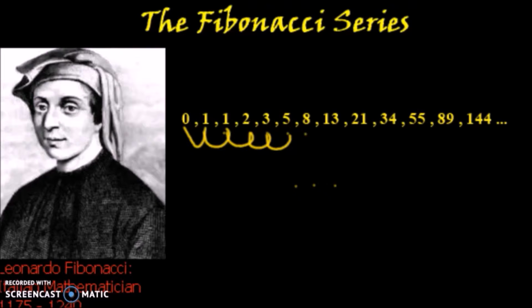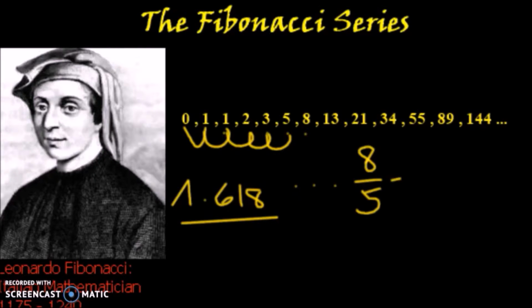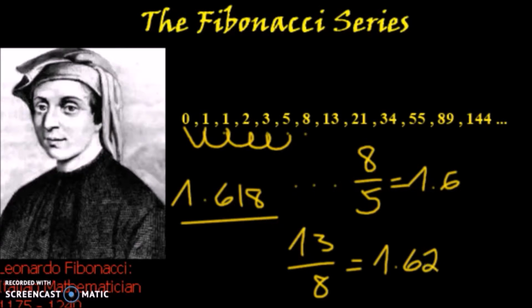So what does this have to do with the golden ratio? The ratio of two consecutive numbers approximately equals 1.618, the golden ratio. If we divide 8 by 5, we get 1.6. If we divide 13 by 8, we get 1.625. The ratio gets closer and closer to 1.618 farther into the sequence.